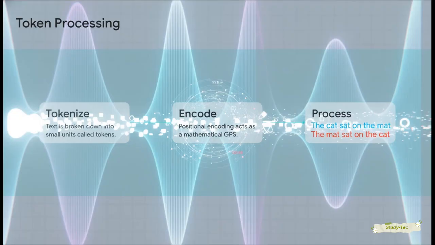Now, once your text is broken down, or tokenized, the model has to figure out what those tokens actually mean in relation to each other. It does this through a pretty wild process called positional encoding, which basically acts like a mathematical GPS location for every single token. And this is absolutely crucial. Without this GPS, the AI would just see a giant, jumbled bag of words. This exact mechanism is how the AI actually knows the difference between the cat sat on the mat and the mat sat on the cat.